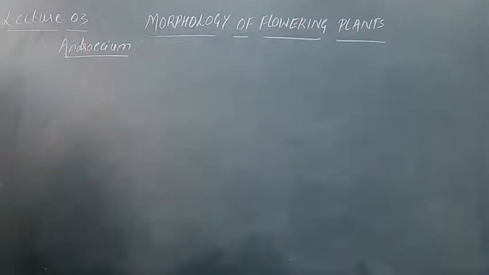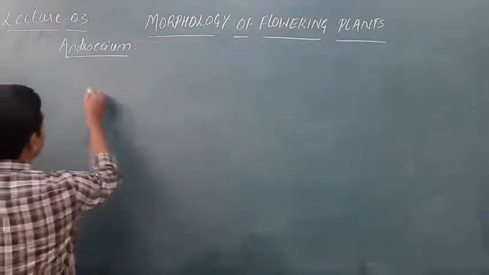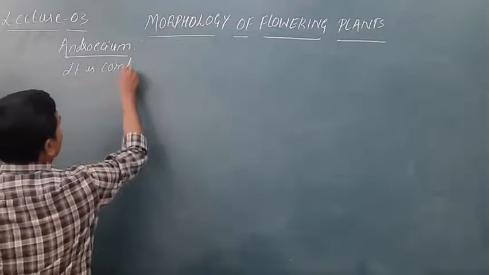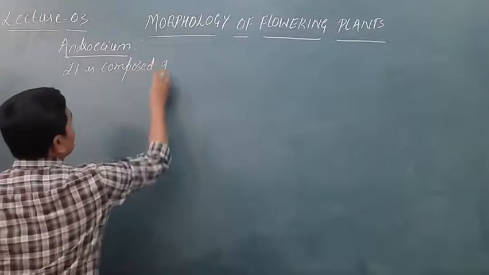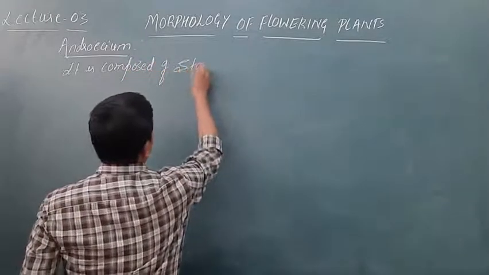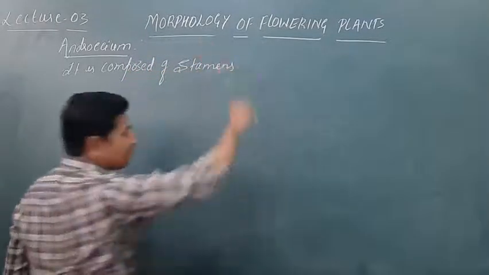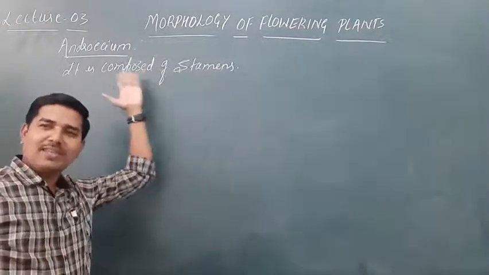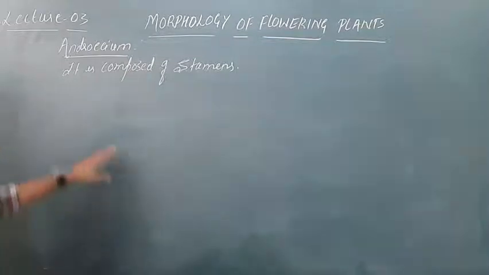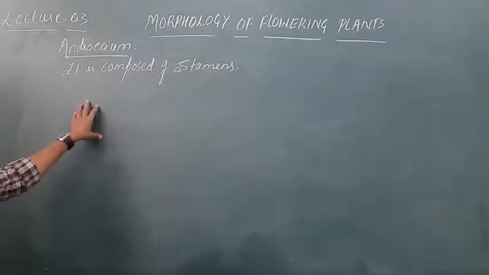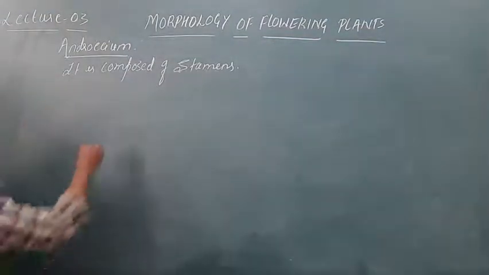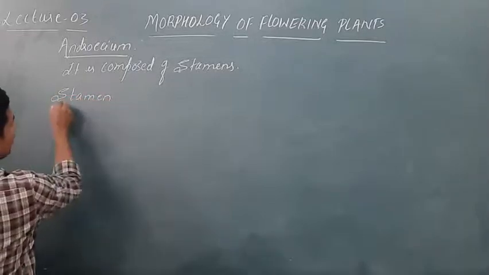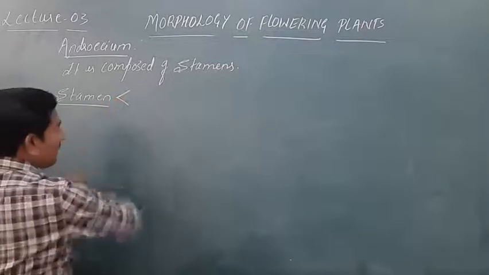So let us call it as it is composed of stamens. Right? It's made up of stamens. Stamens means a male part. Male part is referred as androecium. Okay, then what about the next structure? If you look at the stamen, stamen is made up of 2 parts.